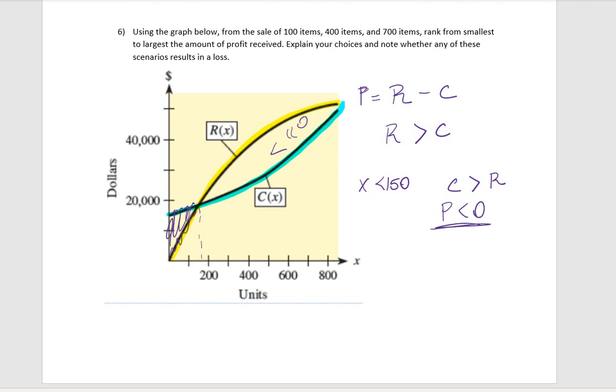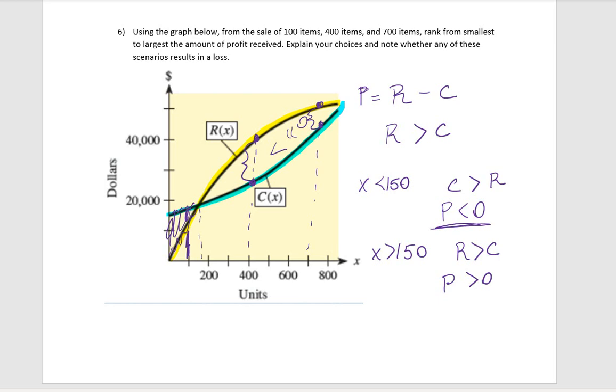Now, if I look above this, when x is greater than 150, my revenue is going to be greater than my cost, which means my profit is going to be greater than 0. So when it says rank them between 100 items, 400, and 700, if I look at 100, I'm going to end up having a negative profit. When I look at 400, I have a nice big difference between my revenue and my cost. And at 700, I have a small difference between revenue and cost.